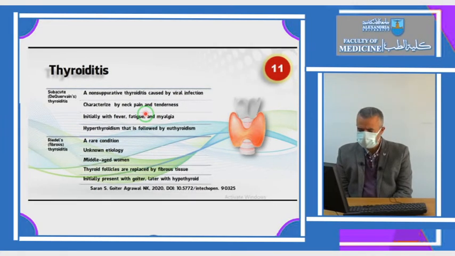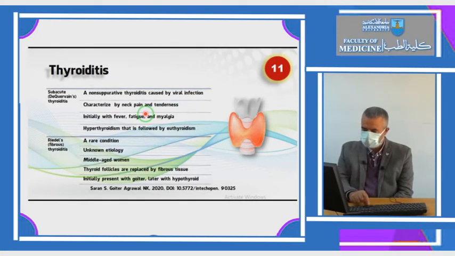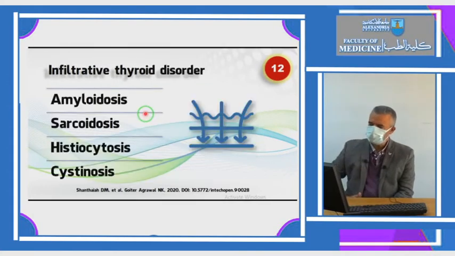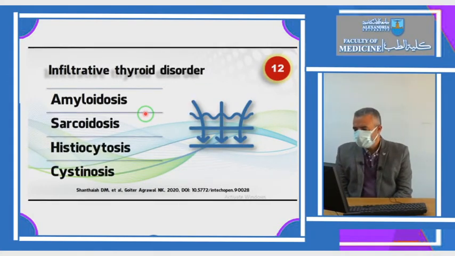While Riedel thyroiditis is actually a rare condition of unknown etiology that affects middle-aged women, where thyroid follicles are replaced by fibrous tissue. Initially it presents with a goiter, and later it presents with hypothyroidism. Infiltrative thyroid disorders are another example of goiter, examples of which would be amyloidosis, sarcoidosis, and histiocytosis.